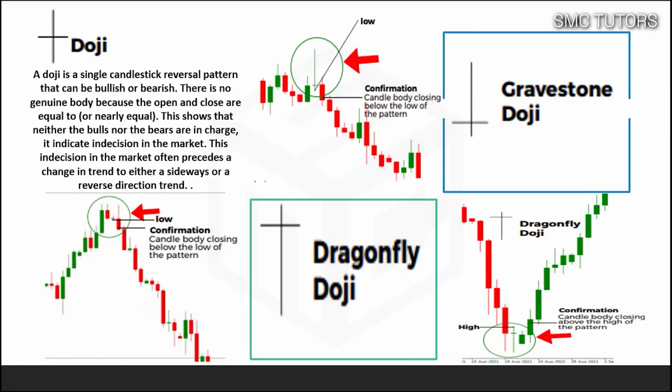A Doji looks like a plus sign. When you see the market going up with some candlesticks, and it gets to a certain point, you see a plus sign where the open and close are almost at the same level. We have the high here and the low. So a Doji is both a bullish and bearish candlestick pattern.